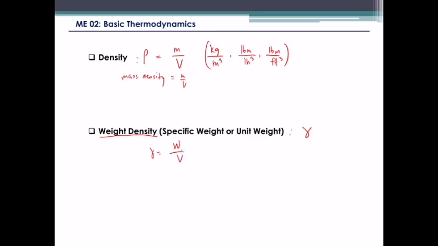Weight per unit volume. So you see, mass density, or density, is mass over the volume. Weight density is weight over the volume. Again, it's also called the unit weight or the specific weight. In SI, the unit for specific weight, a unit of force over volume, is Newton per cubic meter. In English units, it is pound force per cubic inch, or pound force per cubic foot. Note the difference: density uses pound mass, while weight density uses pound force.